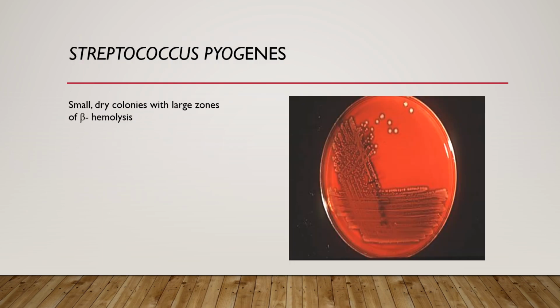So here's a really nice picture of what Streptococcus pyogenes looks like on sheep's blood agar. They are small colonies at 24 hours. They are dry and they have large zones of beta hemolysis. Just to remind you, beta hemolysis is when the organism produces an enzyme or a toxin that completely lyses the sheep's blood cells in the media. And you can see there that there is a clear zone around the colony, and that is called beta hemolysis.